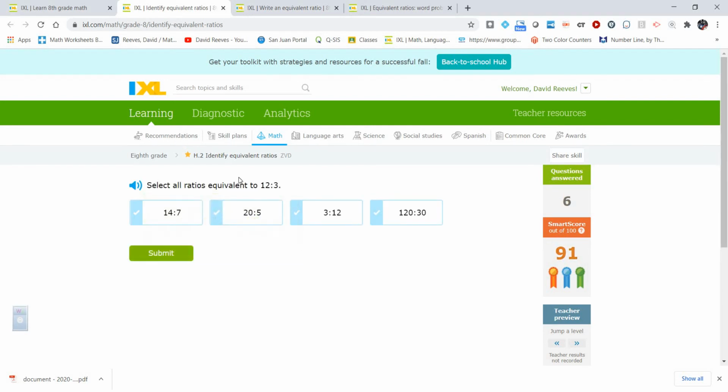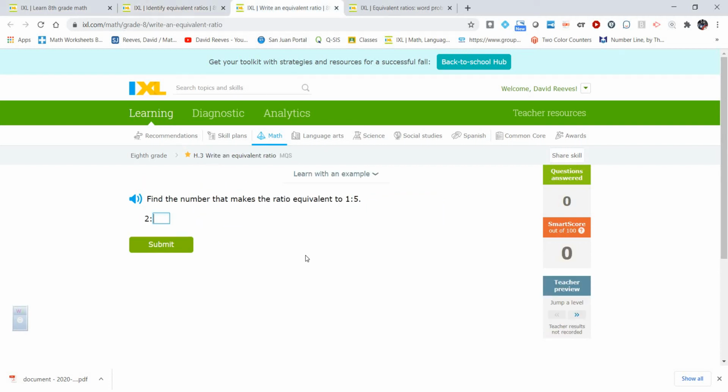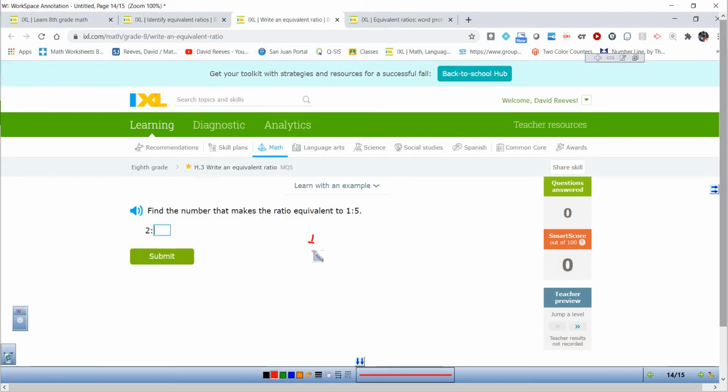All right, so that's an example or several examples from skill H2. Let's jump up to skill H3. Now they're asking us to actually create equivalent ratios. So if I have, again, I'm going to write it as 1 over 5, and then I'm going to write 2, and then what is that one? All right, so here we go.